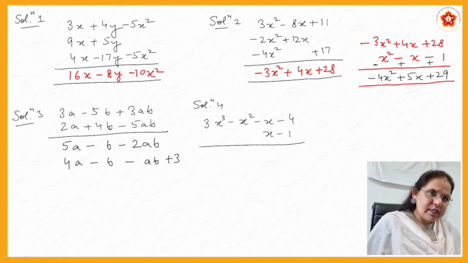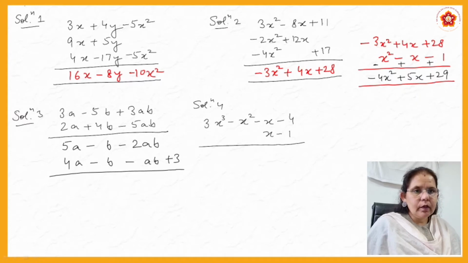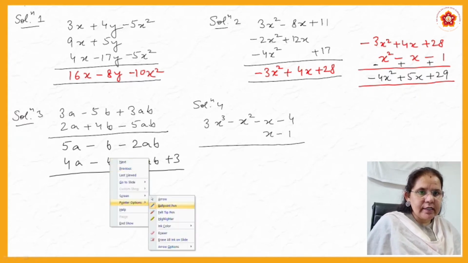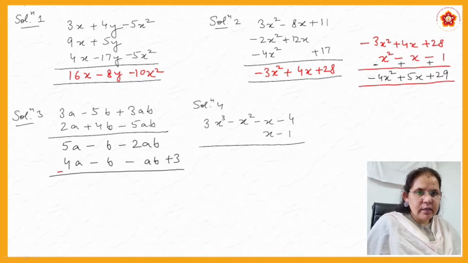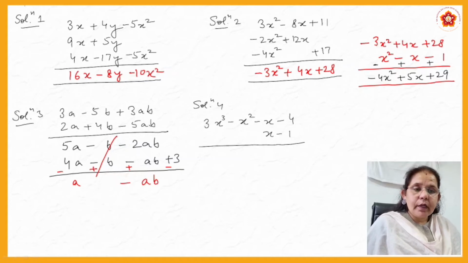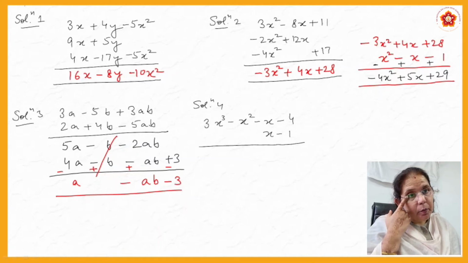And whenever we have subtraction, we have to change the signs. So change the signs, plus becomes minus, minus becomes plus. And after that, it is quite simple. 5a minus 4a is a. This gets cancelled, minus b plus b. And here we have minus 1b, which will be written as only ab. 1 we will not write down. Whenever the coefficient is 1, we do not write it. And minus 3 will come. So this is your answer for the third part.